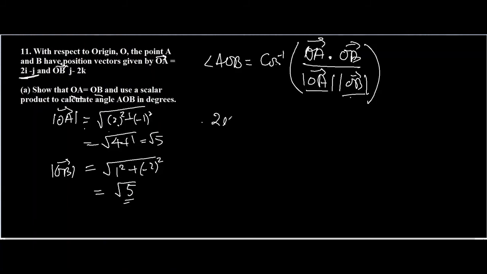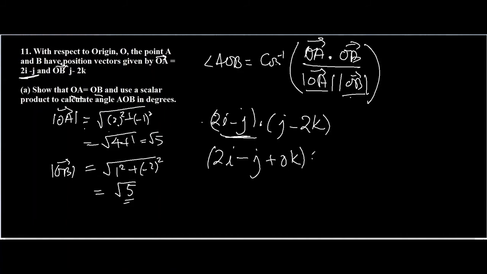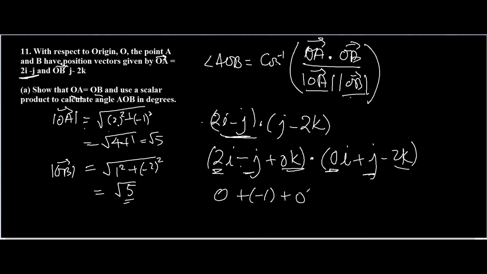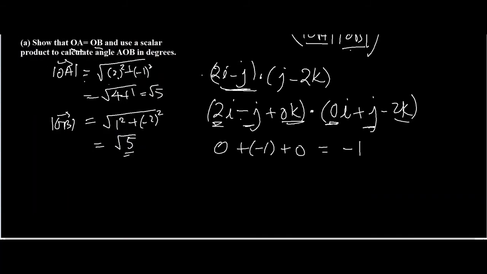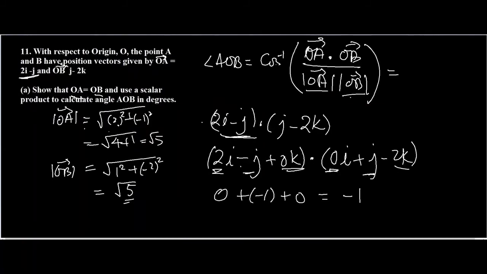So let's find 2i minus j dot j minus 2k. Let's first put in the unknown terms: 2i minus j plus 0k, as there is no k in the first one, dot 0i plus j minus 2k. Now they have 3 components each, and A dot B is 2 times 0, which is 0, plus minus 1 times plus 1, which is minus 1, plus 0 times minus 2, which is 0. The answer is minus 1. Now substitute everything in this formula.